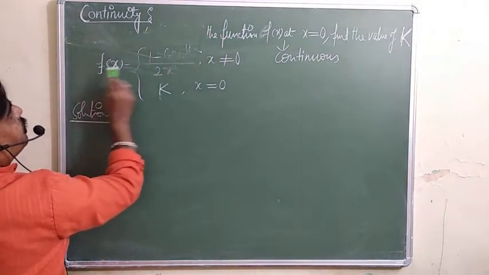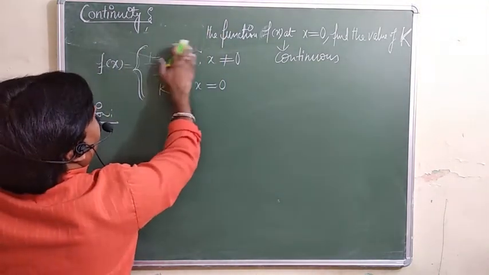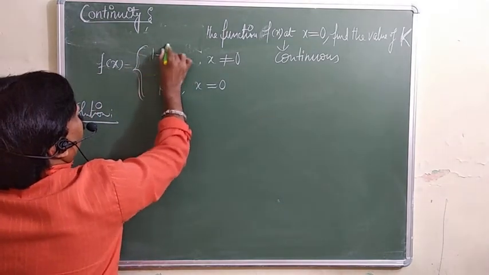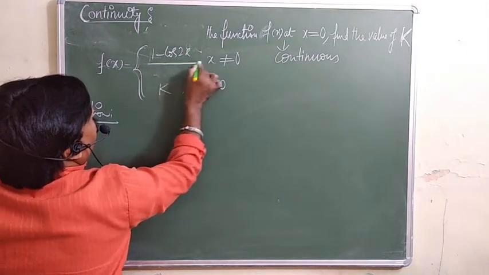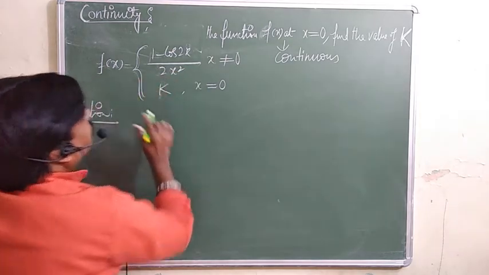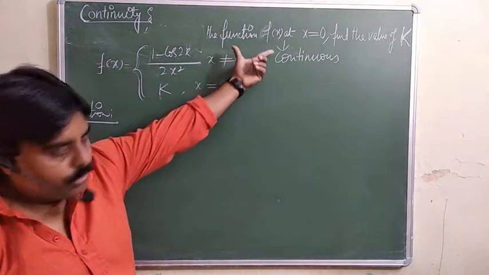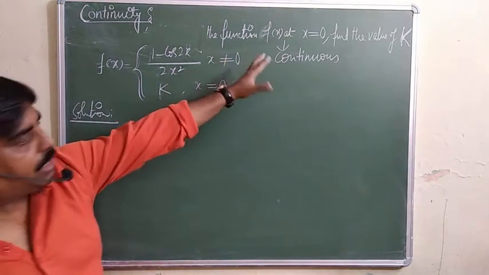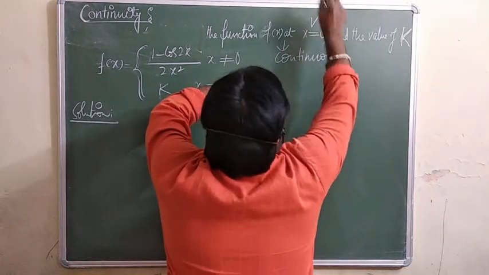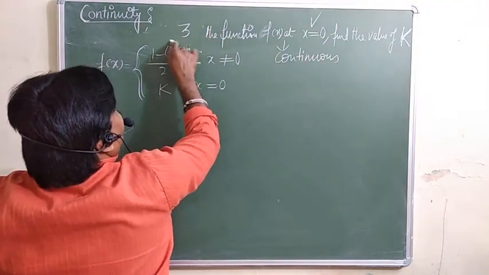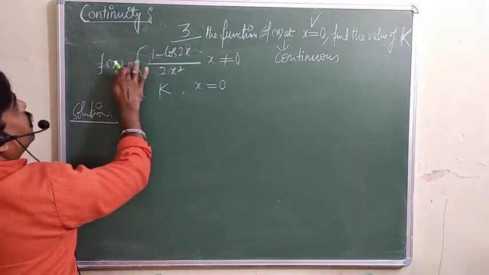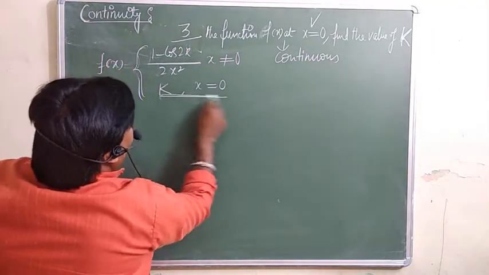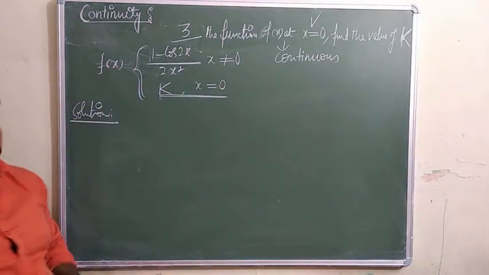The function f(x) is equal to (1 minus cos 2x) over 2x square, if x is not equal to 0. The function is continuous at x equal to 0, which is already given. You have to find the value of k only. So look at here now.